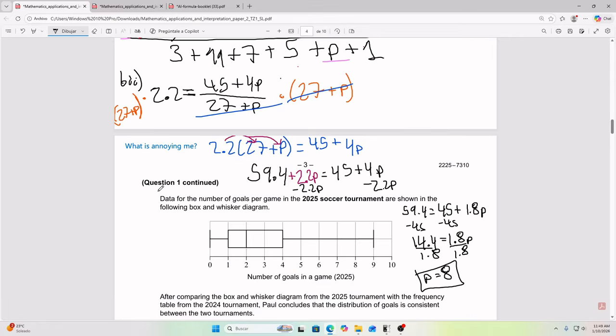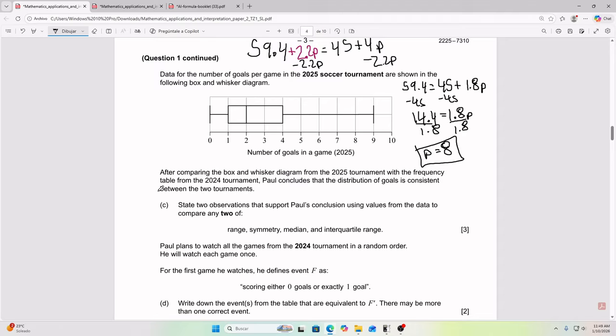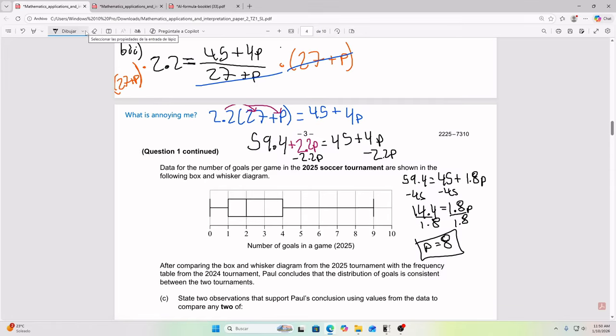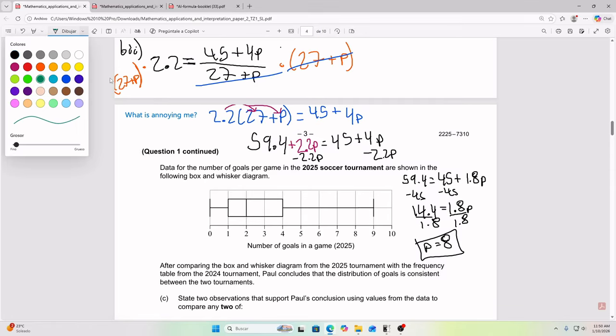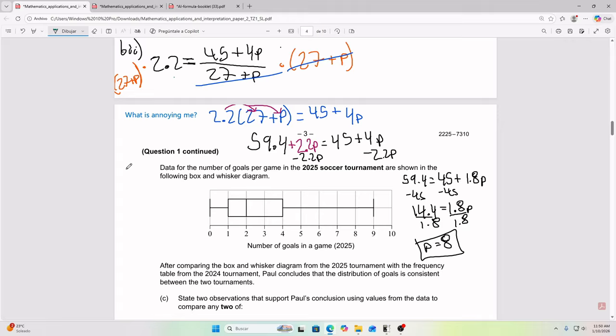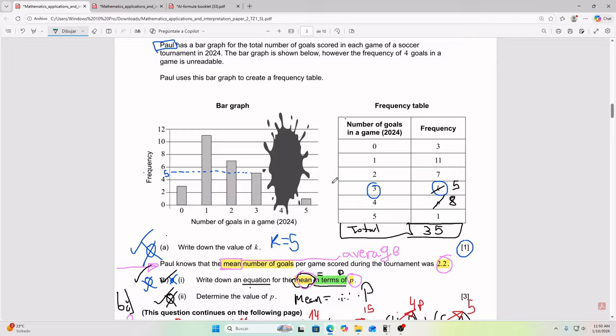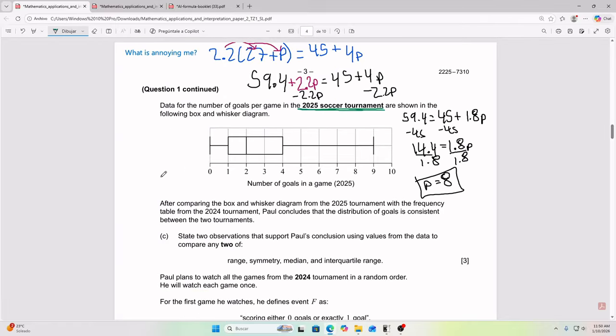Now we can move on to part C. Now part C gets a little bit more exciting because they tell us a bunch of stuff. First, they start by telling us that the data for the number of goals per game in a 2025 soccer tournament are shown in the following box and whisker diagram. Now, careful, 2025, and up here it was 2024. So it's a different year. And they tell us that after comparing the box and whisker diagram for the 2025 tournament with the frequency table from 2024, so they're comparing 2025 with 2024.